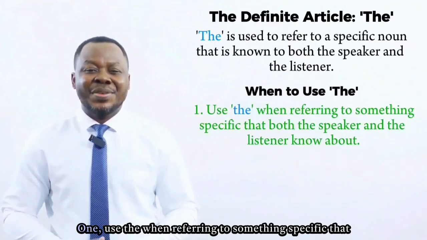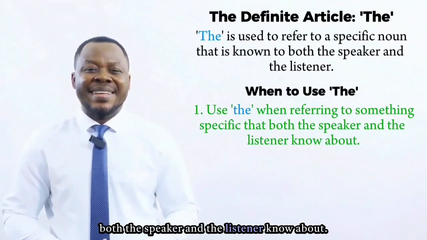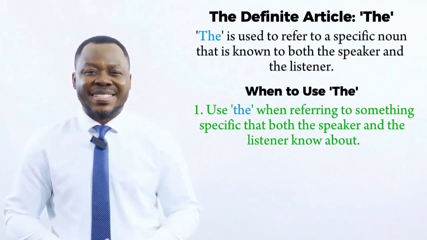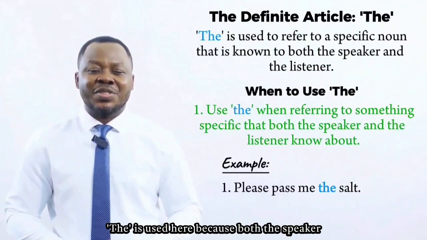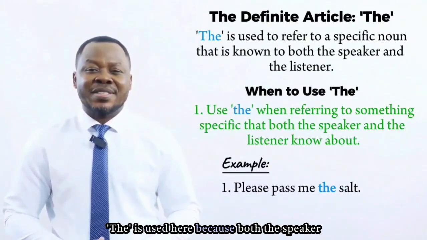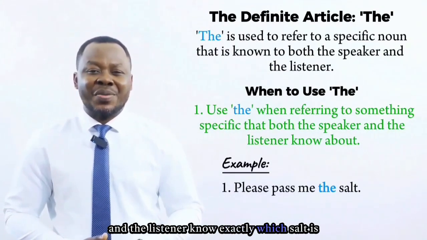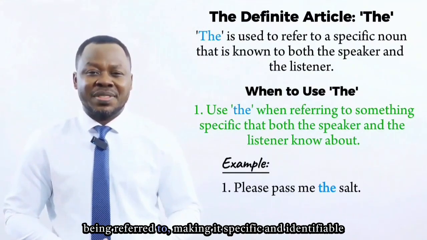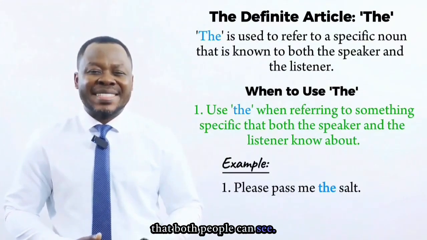1. Use the when referring to something specific that both the speaker and the listener know about. For example, please pass me the salt. The is used here because both the speaker and the listener know exactly which salt is being referred to, making it specific and identifiable that both people can see.